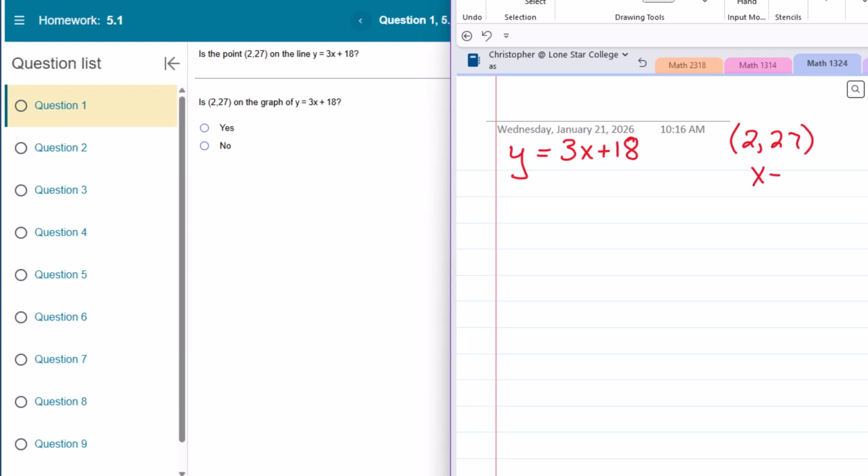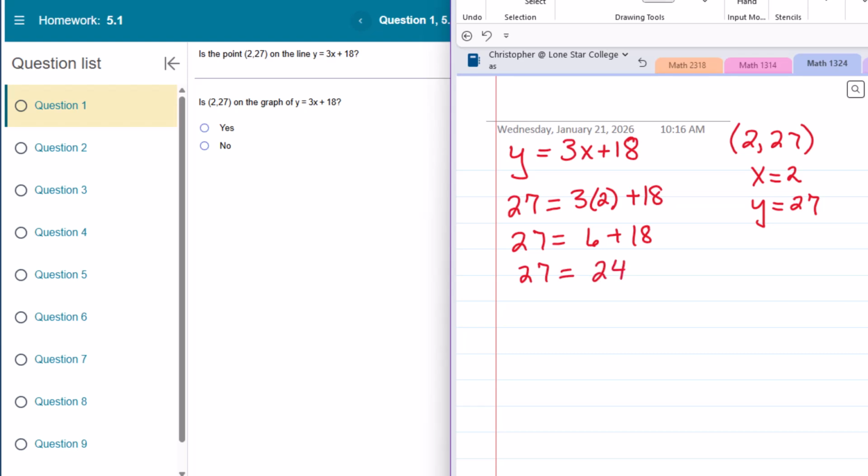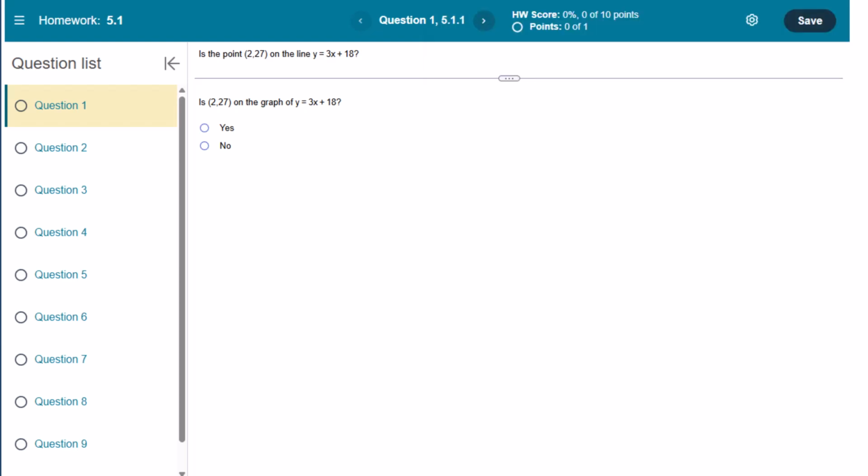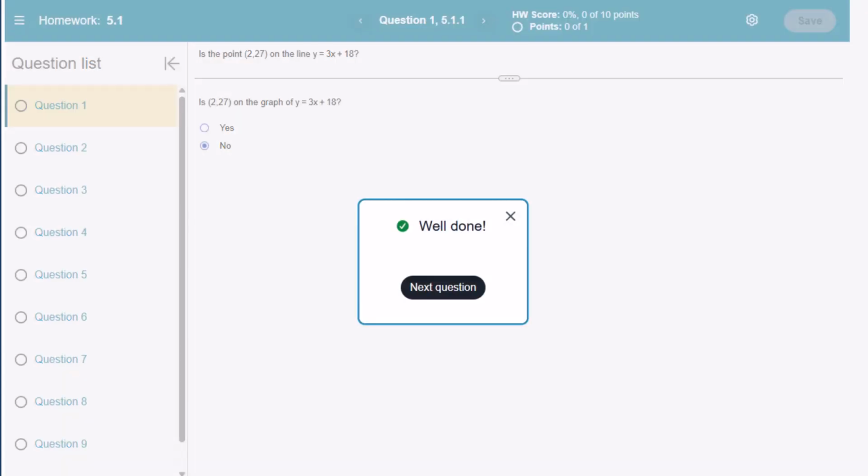And so looking at the point, I see x equals 2 and y is 27. So substituting in, the question is, is 27 equal to 3 times 2 plus 18? Let's see, 3 times 2 is 6, 6 plus 18. So I've got 27 equal to 24. Well, no, that's not true. So no, this point does not live on our line. So let's come over here, we'll click no and check, and it's happy.